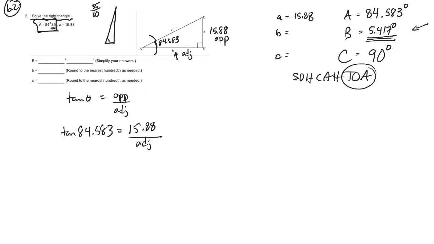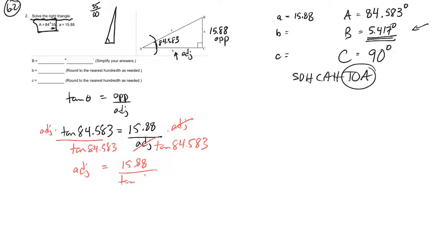Now to solve for the adjacent side, I'm going to multiply both sides by adjacent, or that variable, so they cancel out here. And then I want to get adjacent by itself, so I'll divide both sides by tan of 84.583. I could have done that in a couple steps maybe. All right, so the adjacent is equal to 15.88 divided by the tangent of 84.583.